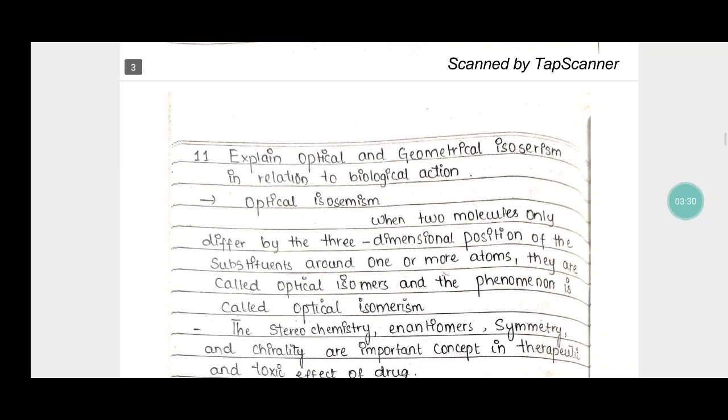So question number 11: explain optical and geometrical isomerism in relation to biological action. Optical isomerism: when two molecules differ only in the three-dimensional position of the substituents around one or more atoms, they are called optical isomers and the phenomenon is called optical isomerism.